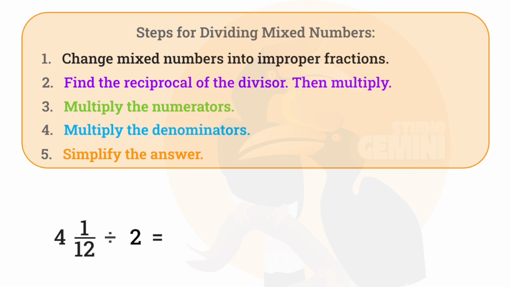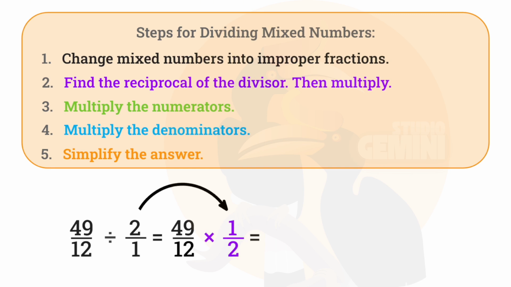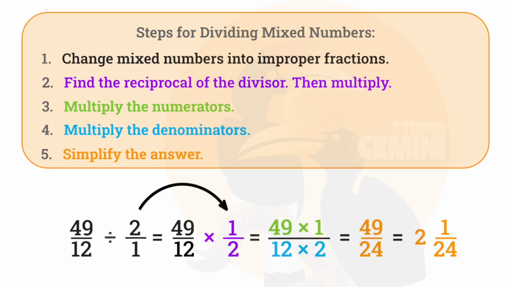To change our mixed number and whole number into improper fractions, we would rewrite this as 49/12 divided by 2 over 1. Now that we are dividing two fractions, we can multiply by the reciprocal of the second fraction. We have 49/12 times 1/2. After multiplying, we get 49 over 24, which when simplified is 2 and 1/24.